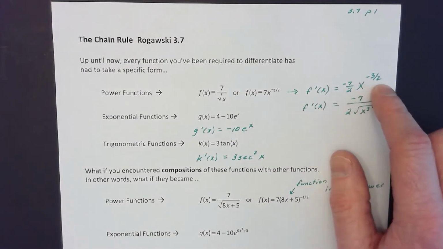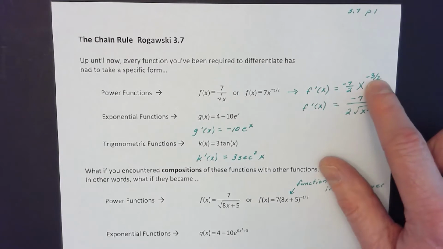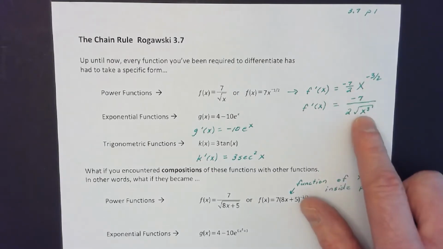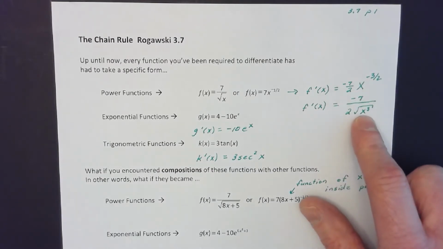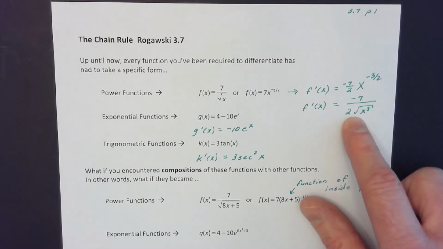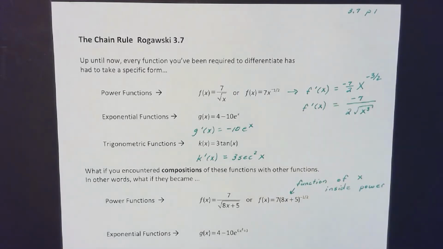And then, of course, we can simplify that and say that x to the negative 3 over 2 means that the x term belongs inside of a square root to the third power in the denominator. And so we'd have negative 7 over 2 on the root of x cubed.